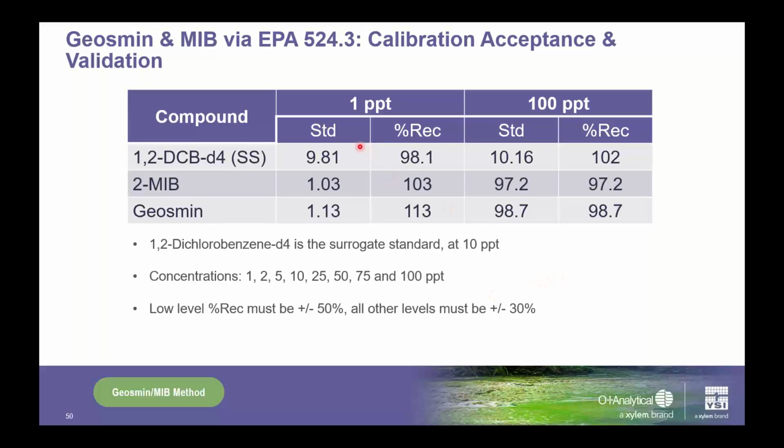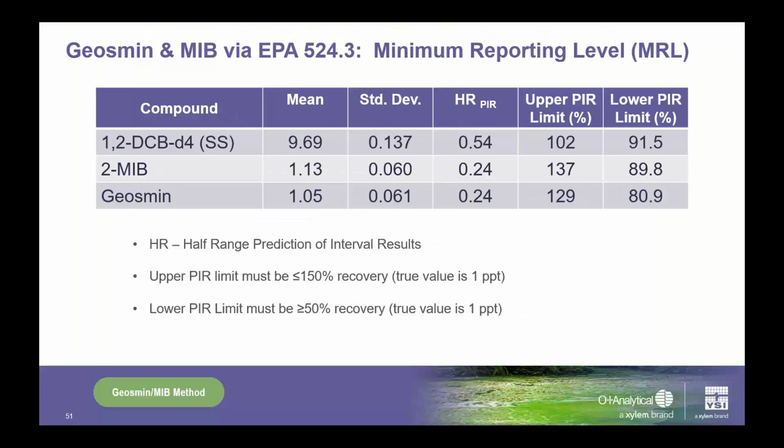And so, reminding you again that this one was at 10 parts per trillion, but these are Geosmin and MIB at 1 and Geosmin and MIB at 100. So really, the method performed quite beautifully using the Eclipse purge and trap.